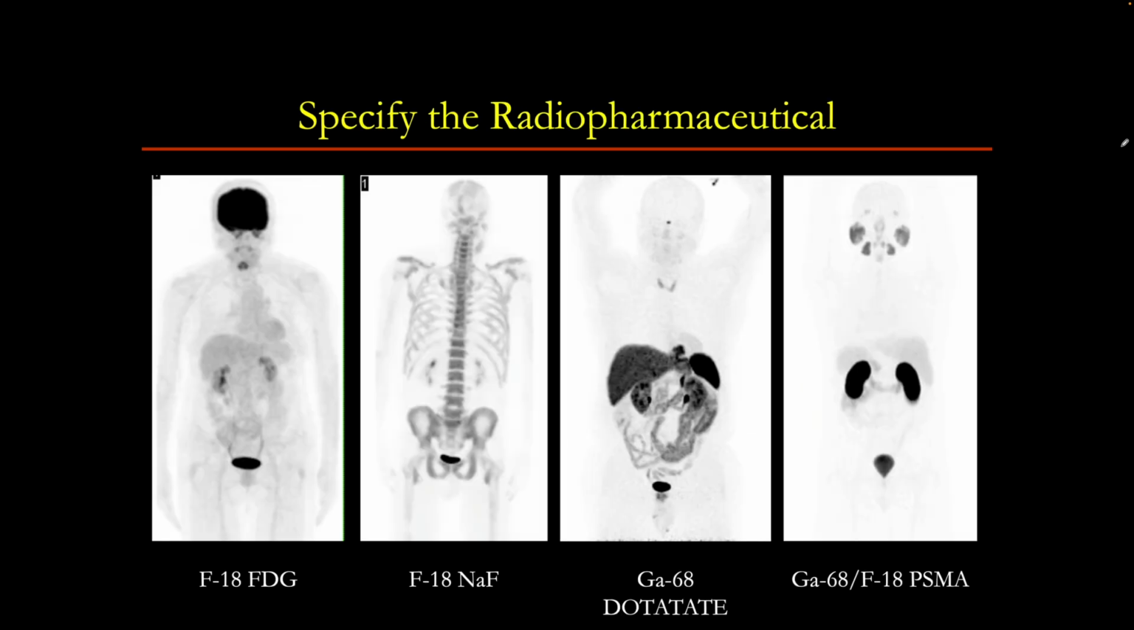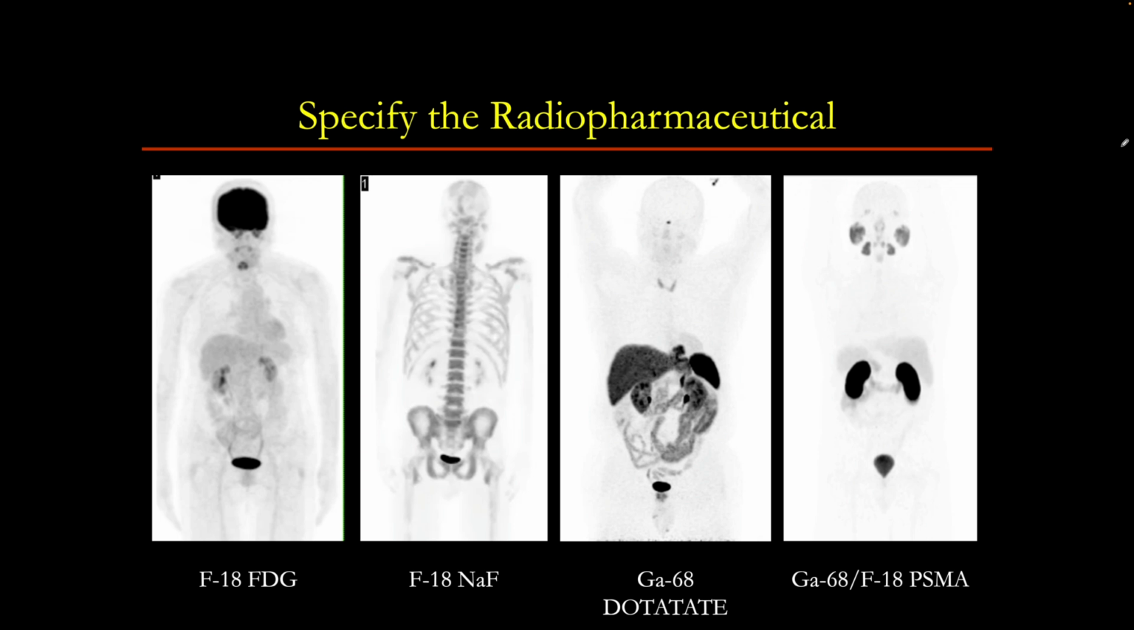My next advice is to specify the radiopharmaceutical. So when you show the whole body rotating image, it is obvious from the biodistribution which radiopharmaceutical is used. Now, after a very long time of doing only FDG PET studies, we are now doing PET-CT and PET-MR studies using other radiopharmaceuticals other than FDG.